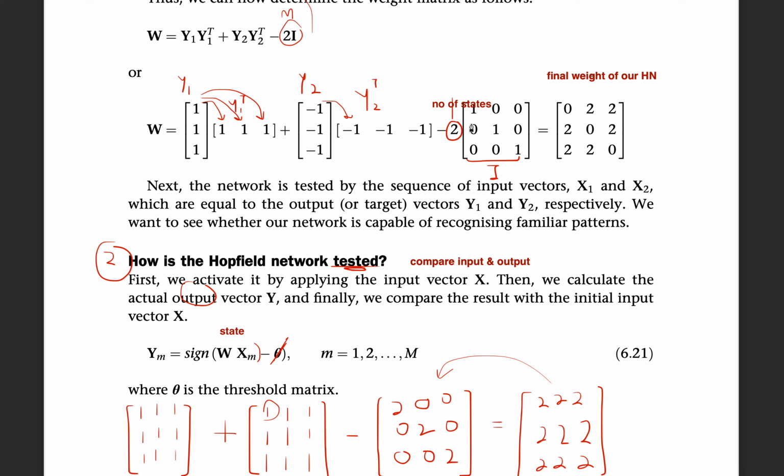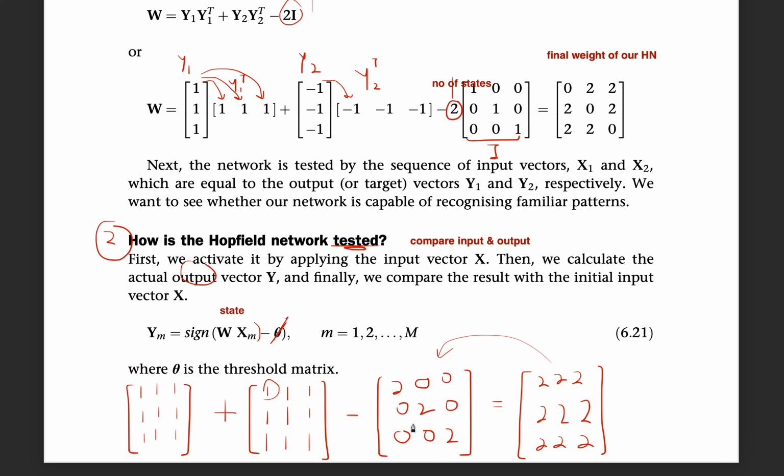So 2 times 1 gives 2, and 2 times 0 gives 0. So we have the values 2 0 0, 0 2 0, 0 0 2, because these values come from 2 times the identity matrix. Okay, after calculating everything, we get this one. This is the final weight: the y1 y1 transpose plus y2 y2 transpose, minus the number of states times the identity matrix, and we get the values 0 2 2, 2 0 2, 2 2 0. So this is the final weight of our Hopfield network.